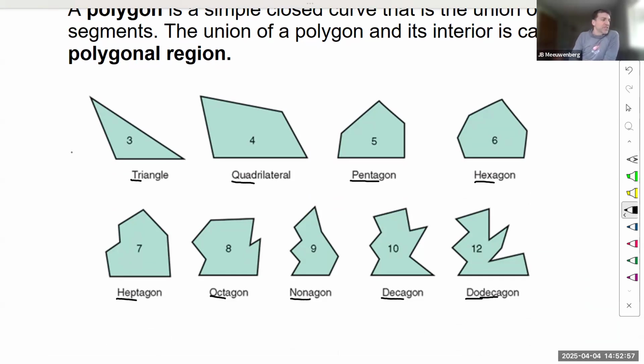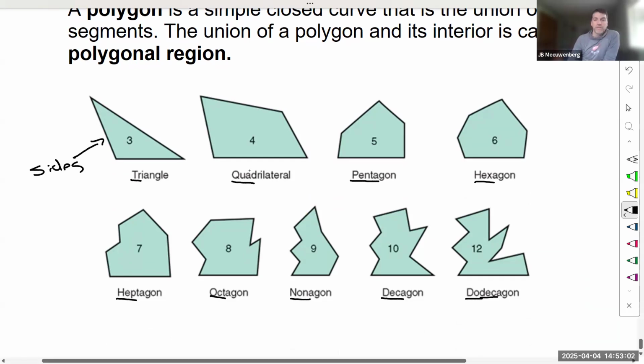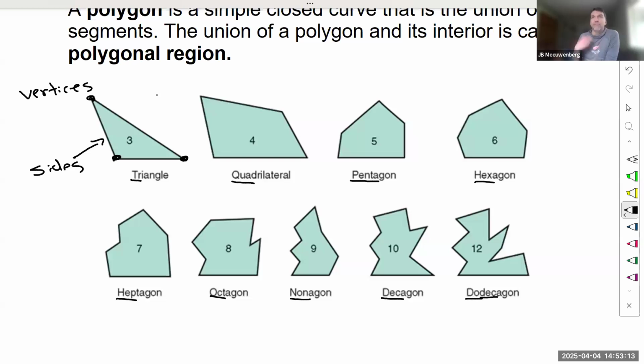The line segments are their sides, right? So polygons have sides, those line segments that come together. The endpoints of any polygon, where those sides intersect, those are called the vertices. That's plural of vertex. Again, two sides of a polygon are called adjacent if they share a common vertex, like this side and this side are considered adjacent sides. Again, because they share a common vertex right there.